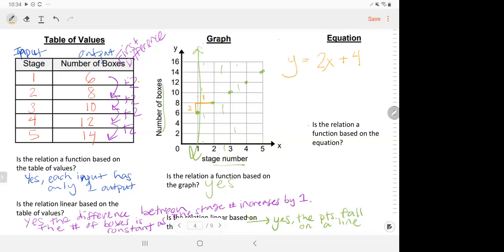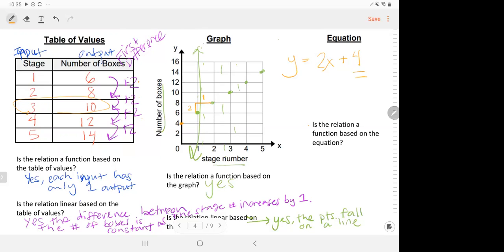So let's double check. Let's just try it for stage 3. If I multiply my stage number 3, 2 times 3 is 6. And then if I add 4, I get to 10. So my equation works. Another way is that we know that this right here represents the y-intercept. So if I were to go backwards down 2 and over 1, I would get to 4. My y-intercept would be 4.